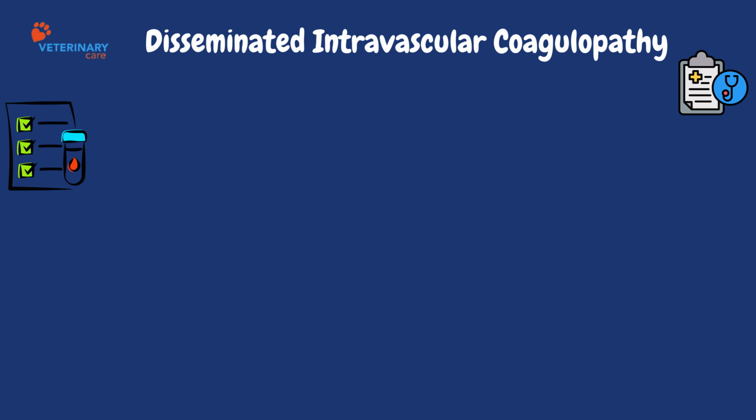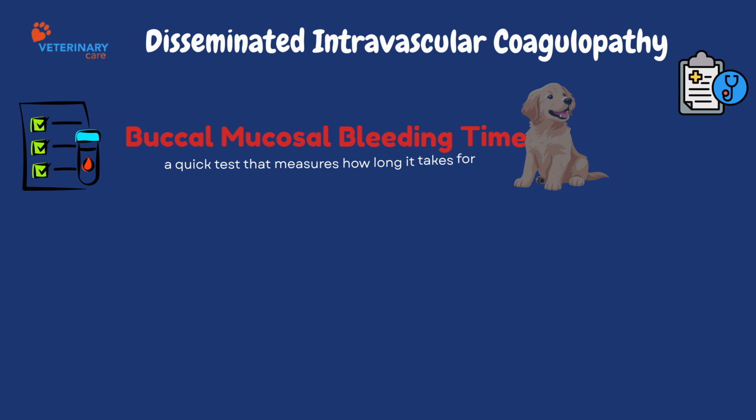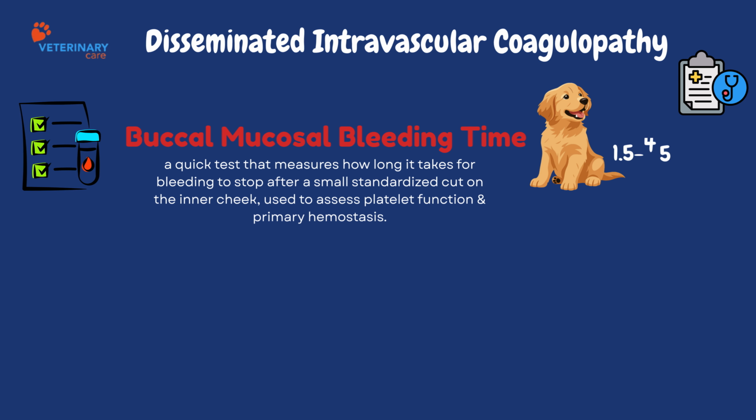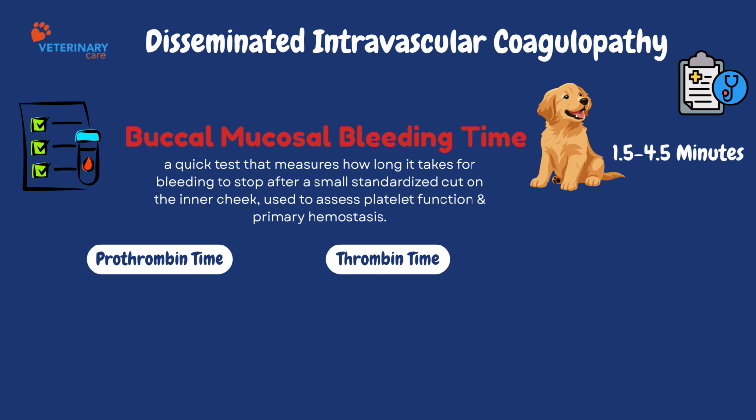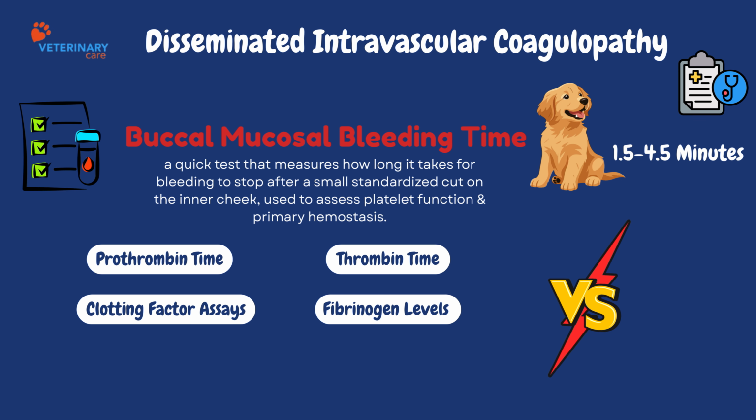Diagnosis is based on laboratory tests. Buccal mucosal bleeding time in dogs normally ranges from 1.5 to 4.5 minutes; an increase suggests platelet dysfunction. Other important tests include prothrombin time, thrombin time, clotting factor assays, and fibrinogen levels to assess clotting versus bleeding status.